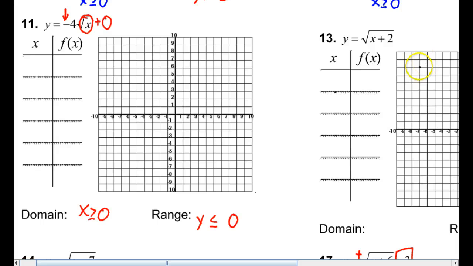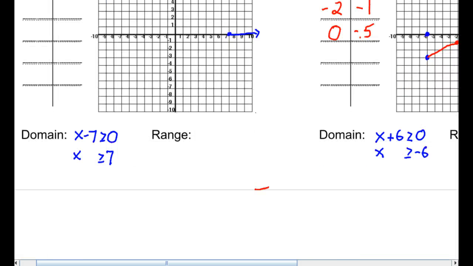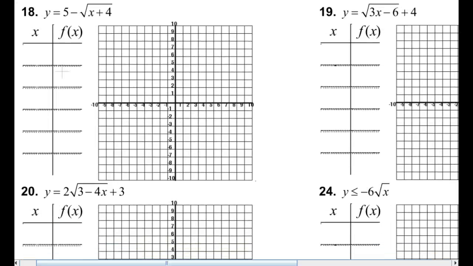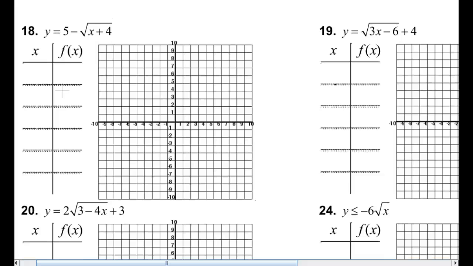Anything on the back we need to look at? Let's flip that over. They'll get a little bit more interesting on the back. Can we start to find the domain and range? So a little bit more going on. Number 18.